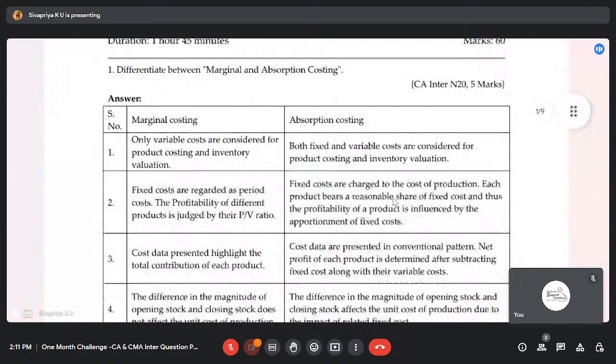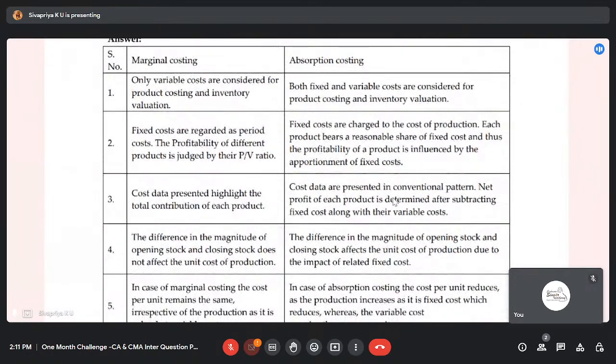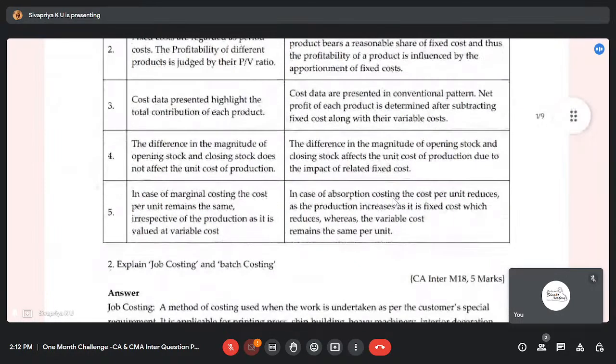Difference between marginal costing and absorption costing, any five points. In marginal costing, only variable costs are considered; in absorption costing, variable as well as fixed costs are considered. Fixed costs are treated as a period cost in marginal costing, whereas in absorption costing it is charged to the cost of production. The marginal cost data presentation will highlight the contribution, whereas absorption costing is in the conventional pattern, where the net profit is highlighted.